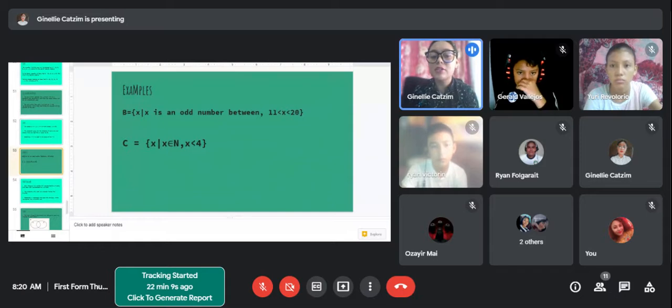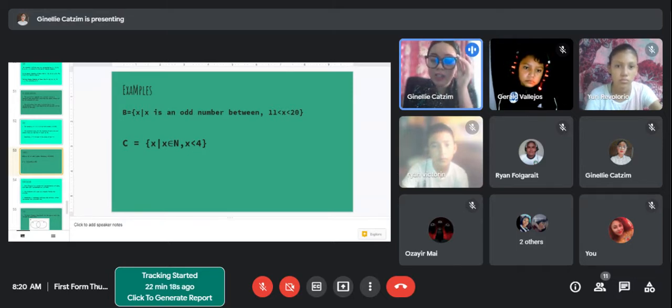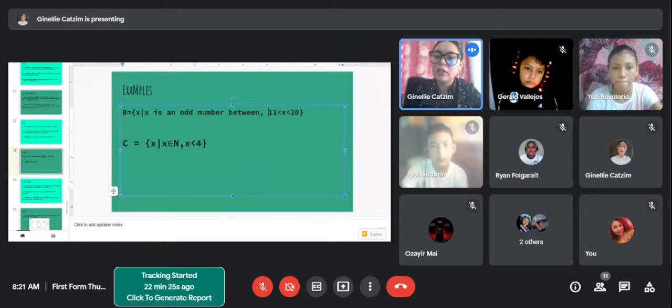B equals to x, where x is an odd number between 11 and 20, right? Just that I had it that it could also just tell you this one with the 11 and the 20.